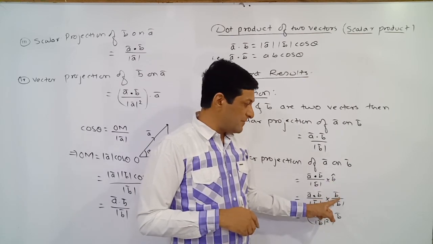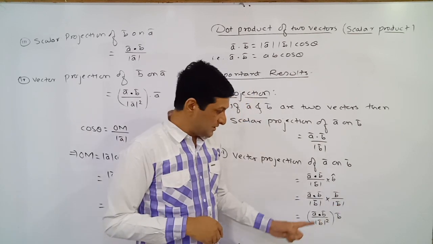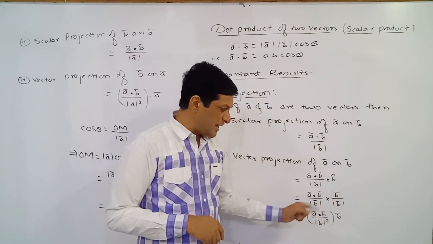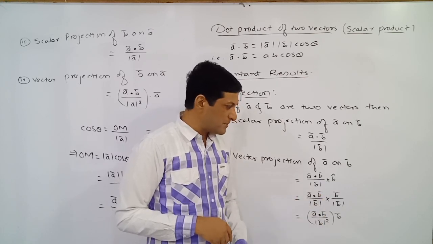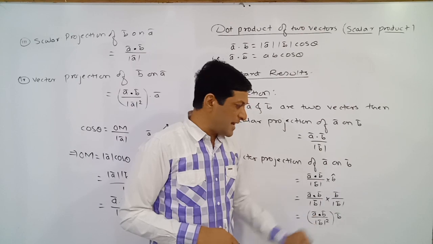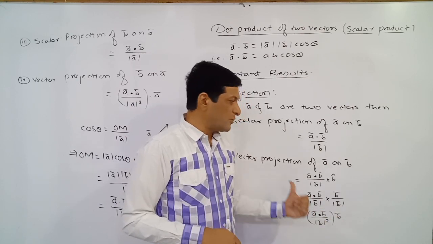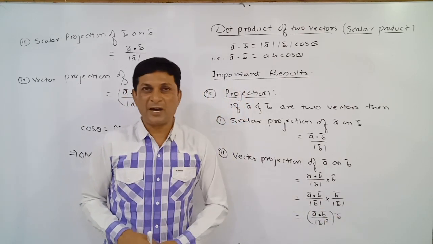B cap, the unit vector along B bar, can be found by applying which formula? B bar divided by magnitude of B bar. Now in the denominator, magnitude of B bar into magnitude of B bar will be the square of the magnitude. In the numerator, A bar dot B bar, keep it as it is. And keep this B bar as it is. So this will be the formula to find the vector projection of A bar on B bar.